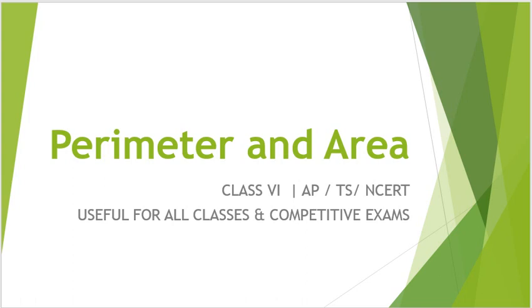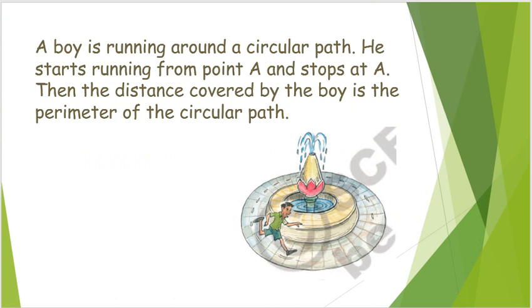Now first of all, in this chapter we are going to discuss perimeter. What is meant by perimeter? See, here a boy is running around this fountain. If this is point A, from this point he started running and he rounded around the fountain. If he makes one complete round, that particular length he has traveled is nothing but what we call the perimeter of this fountain.